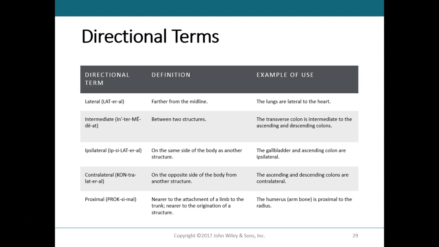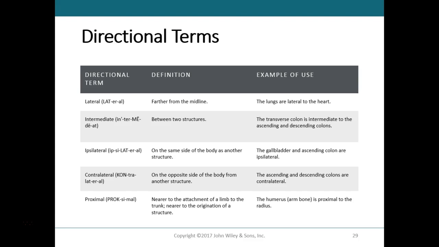Ipsilateral means on the same side of the body as another structure. So if you broke your right arm and your right leg, you would have ipsilateral fractures. Contra means against. So contralateral, opposite or against side. Okay, so the opposite side of the body. For instance, if you broke your right arm and your left leg, well, first you'd be in pretty bad shape, huh? You would have contralateral fractures.